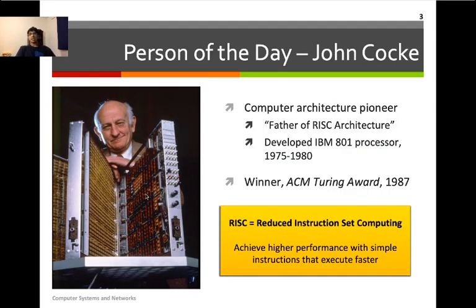So the person of the day today is John Koch. Now he is considered one of the greatest pioneers of computer architecture, and in fact he's called the father of RISC architecture. Now RISC stands for Reduced Instruction Set Computing. I'm going to go into RISC architecture in detail a little bit later, so I'm going to stop talking about RISC right now and focus a little bit more on John Koch. He's the winner of the ACM Turing Award, which is considered the Nobel Prize in computing. Unfortunately, we do not have a dedicated Nobel Prize for computing, but the Turing Award is as close as it gets.